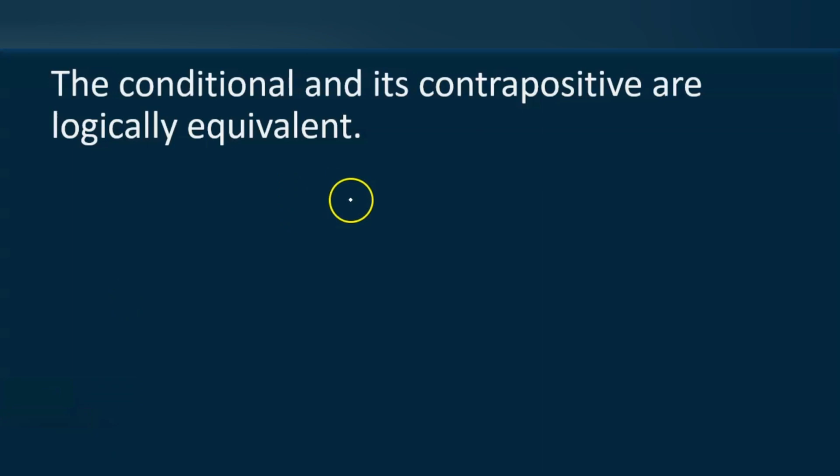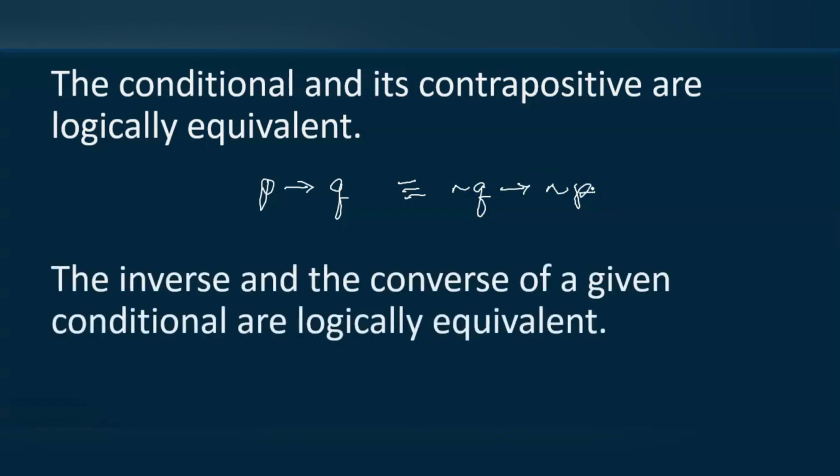These are the big ideas that we need to remember. The conditional and its contrapositive are logically equivalent. In symbols, P implies Q is equivalent to not Q implies not P. Also, the inverse and the converse of a given conditional are logically equivalent. In symbols, we write not P implies not Q is equivalent to Q implies P.